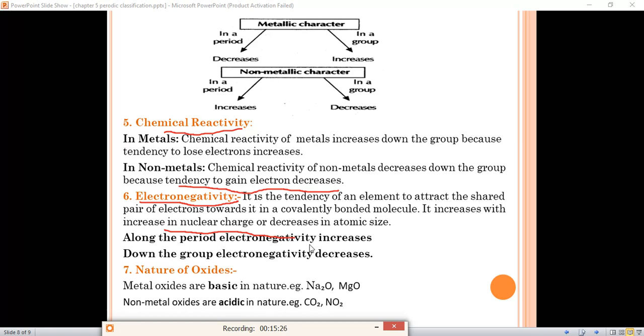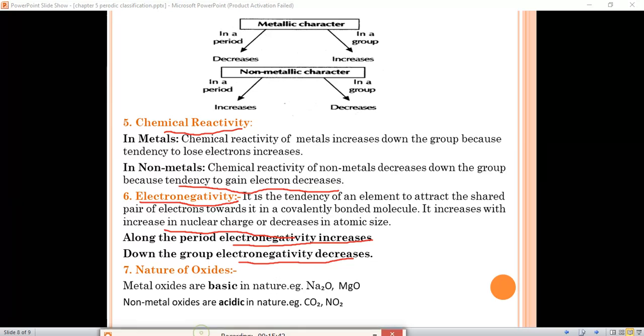Along the period, electronegativity increases. Why along the period does electronegativity increase? Because atomic size decreases. But down the group, electronegativity decreases. Why? Because when we move from top to bottom in a group, our atomic size increases. So electronegativity will decrease.